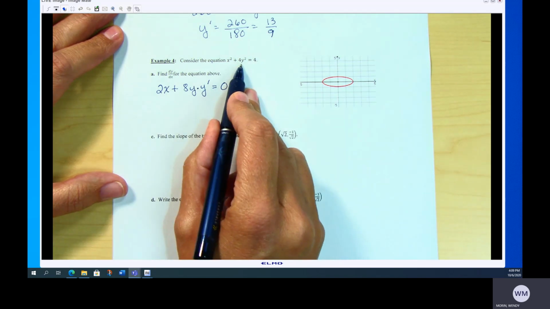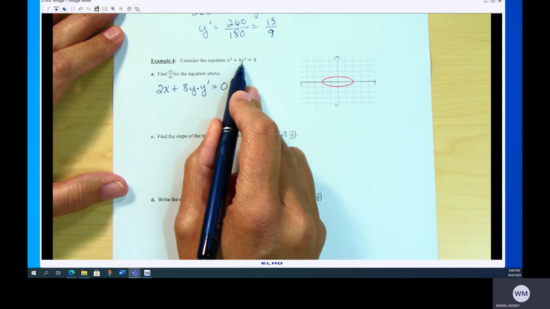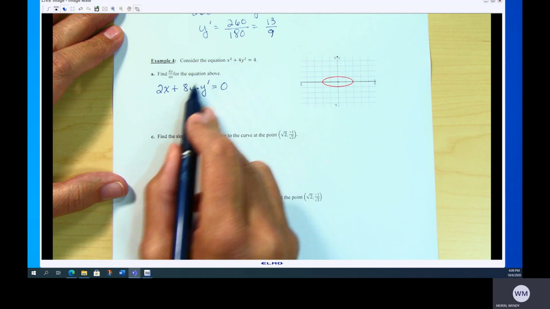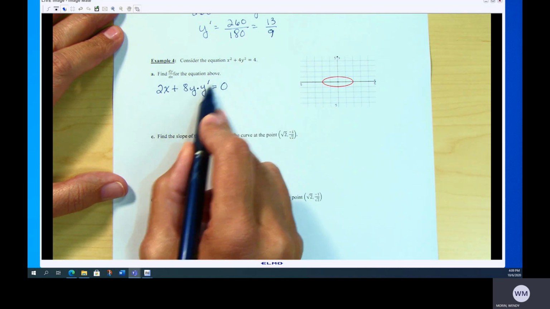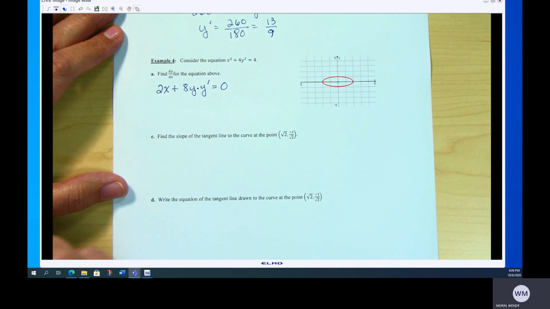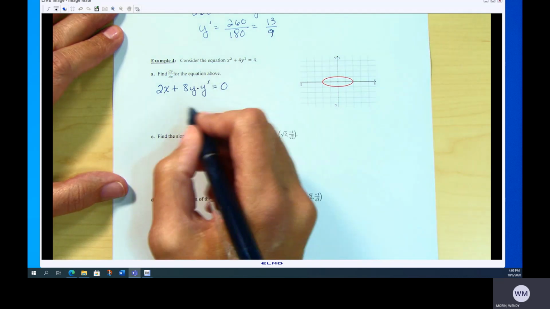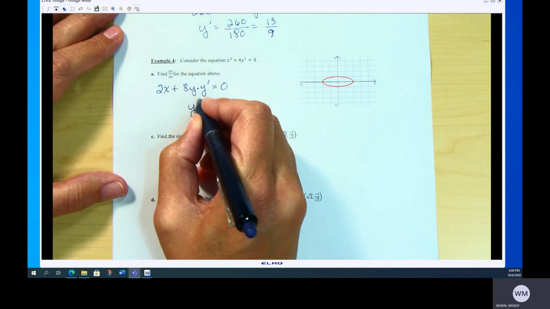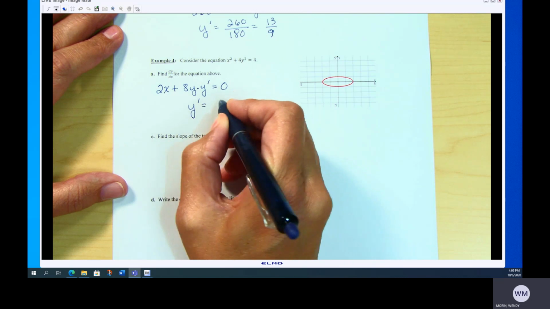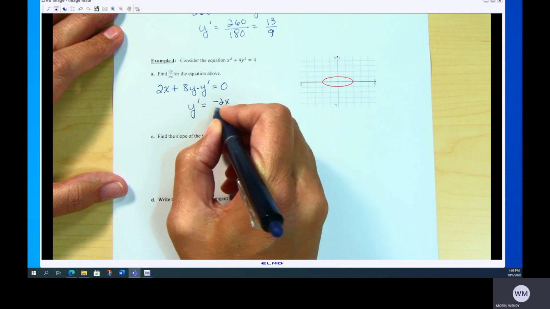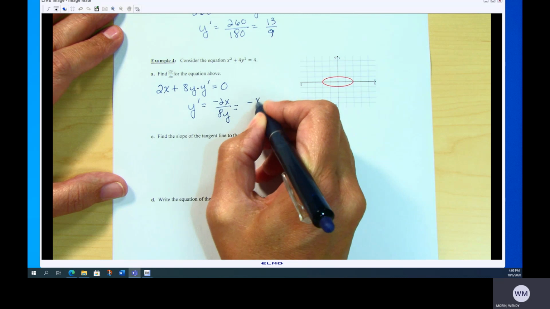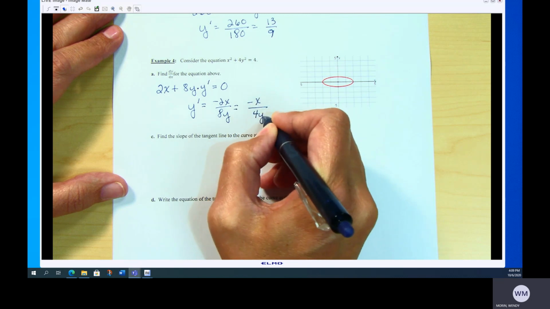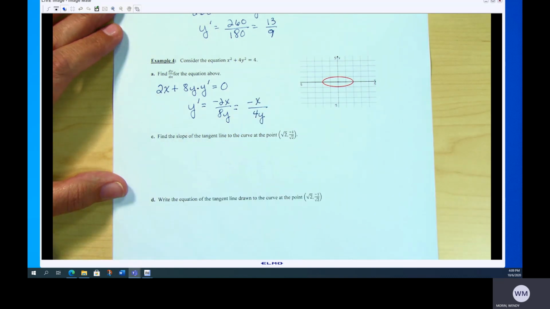Again, we're taking the derivative with respect to x. So this is like chain rule. Derivative rule, correction factor. Because that's something other than x. Okay, so when we solve for y prime, we're going to subtract 2x, divide by 8y, and that reduces to negative x over 4y. So that's your first derivative.